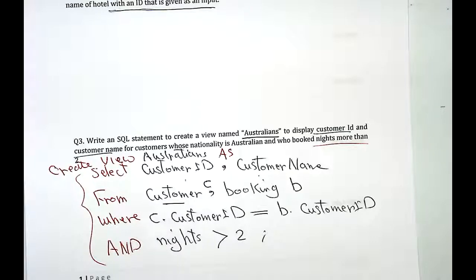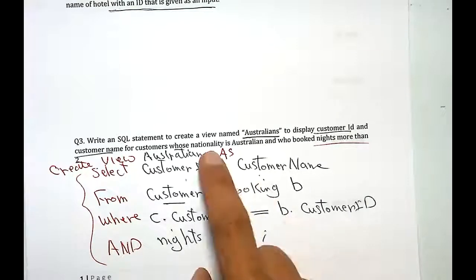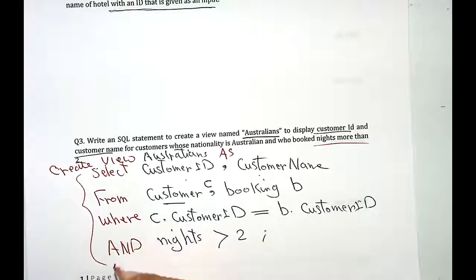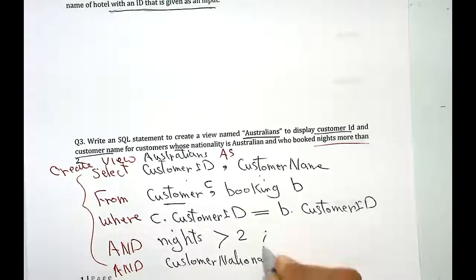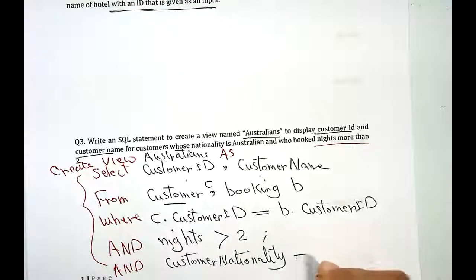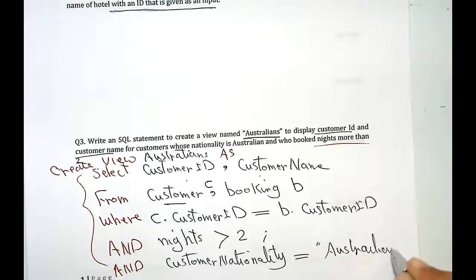Sorry, just that last one. It also needs the nationality to be Australian. Okay, yeah, correct. Here we should have the nationality Australian. Yeah, I forgot this statement. And I think it is called customer nationality. So, customer nationality equals Australian. Okay.